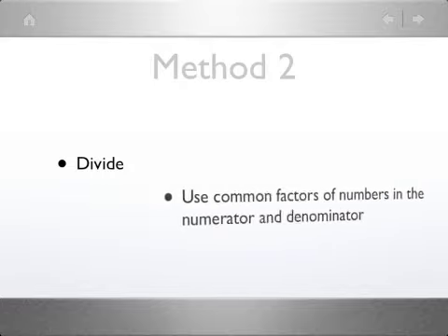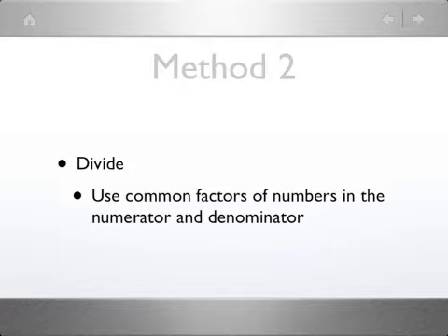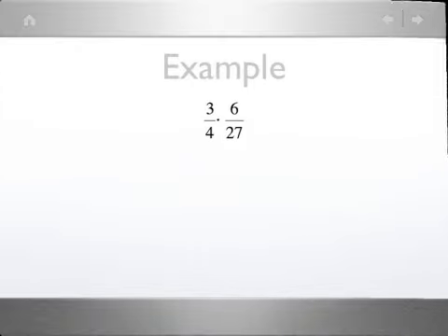So the second method I'm going to go through is just using division. And when I say divide, I mean I'm going to use common factors from the numerator and denominator to reduce my numbers. So let's take a look at an example of this: 3/4 times 6/27.